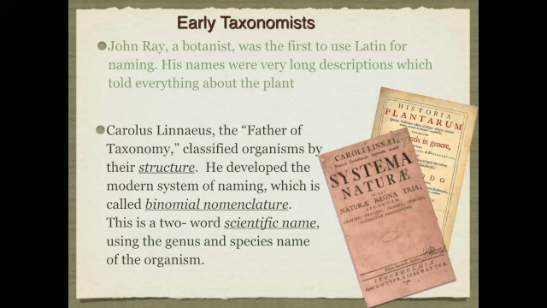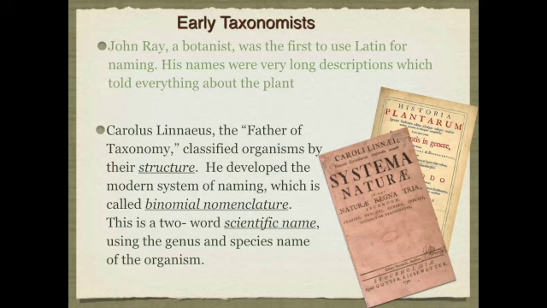Now you have Carolus Linnaeus. Now Linnaeus is the one you need to know. Linnaeus is the father of taxonomy. He classified organisms by structure. He developed binomial nomenclature. Now, remember the prefix, bi, meaning two. So binomial nomenclature means a two naming system. So nomenclature referring to naming, and so this is a two-word naming system.